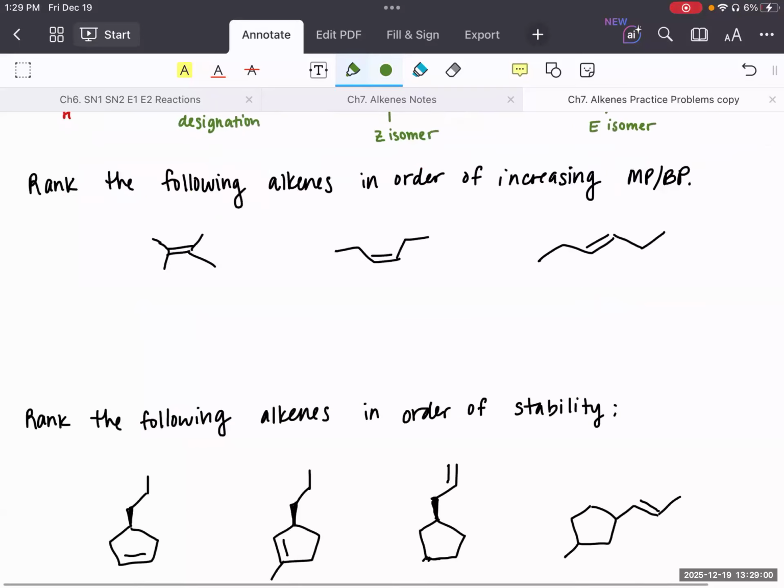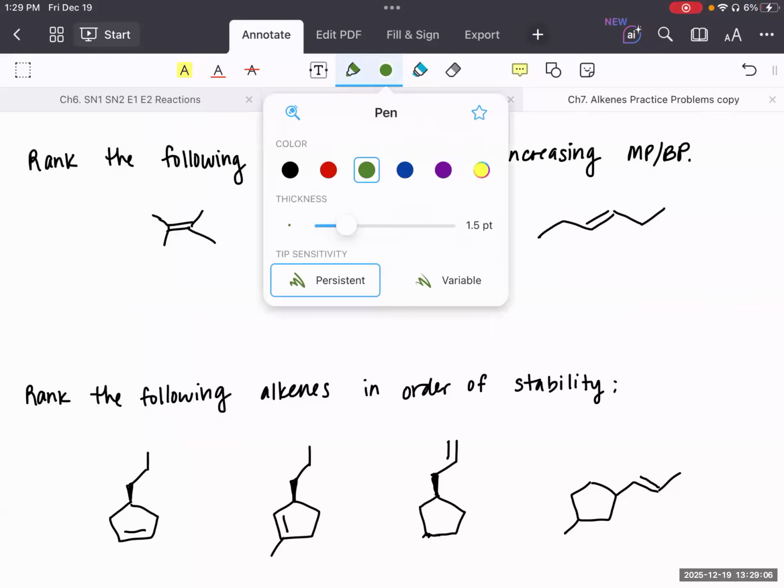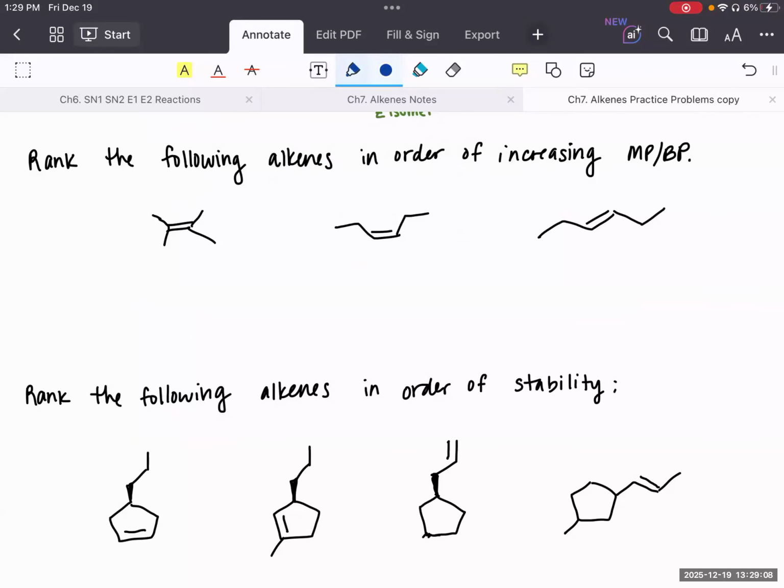All right, let's move on to the next one. So here we're going to rank the following alkenes in order of increasing melting point and boiling point. And as a reminder, generally when we're comparing melting points and boiling points, the overall structure has to be roughly the same size. If you're comparing like a really, really big structure, then you're going to have different contributions to the intermolecular forces. And so at that point, it might not be enough to just compare the alkenes by themselves.